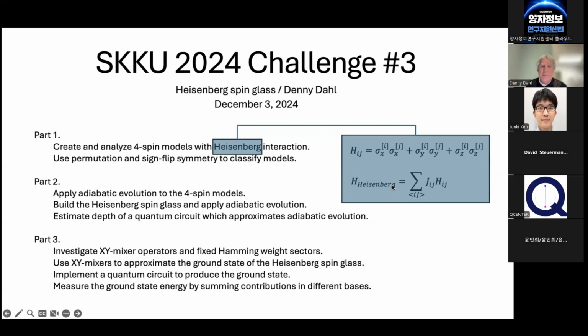And then the idea is to try to turn that adiabatic evolution into a quantum circuit, and then approximate the depth of the quantum circuit, and then decide whether that approach would be a realistic way of building the ground state for the Heisenberg model. And then in part three, we're going to take a different approach, what I'll call a direct approach, and we'll just try to build the ground state directly for the Heisenberg Hamiltonian using what I call XY mixer operators.